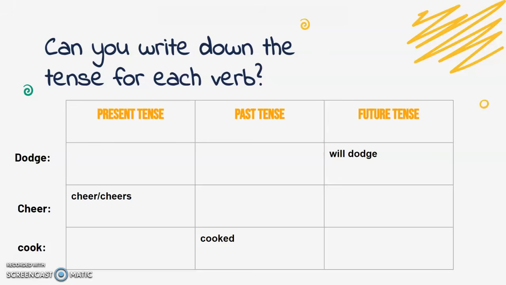Then we have the verb cheer. The present tense form of cheer is either just cheer or cheers, depending on the subject. Then you're going to tell me what would be the past tense of cheer and what would be the future tense of cheer. The last verb I have is cook. You're going to tell me what the present tense form of cook is. I already wrote the past tense for you. It is cooked. And future tense is going to be the word will plus the verb. So we're going to take a few minutes to enter those in for the next couple of questions related to this chart.